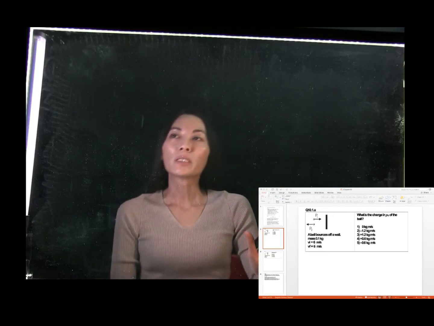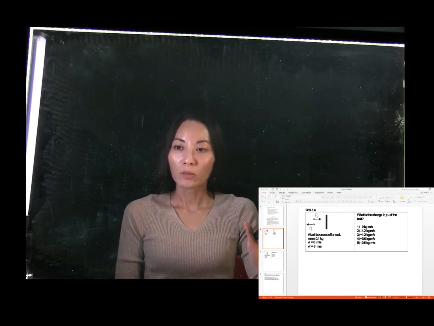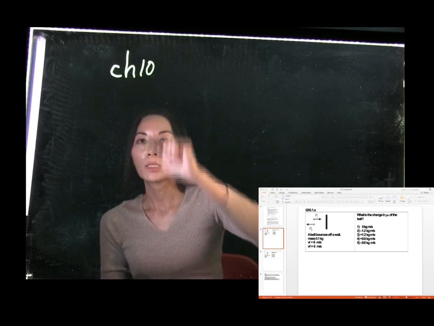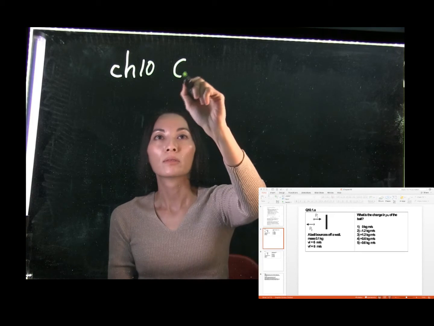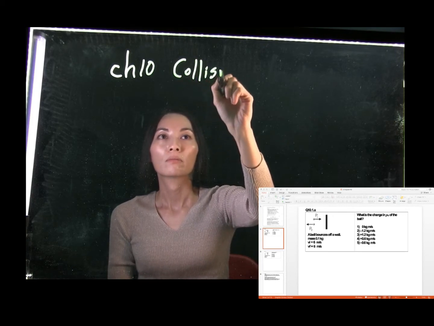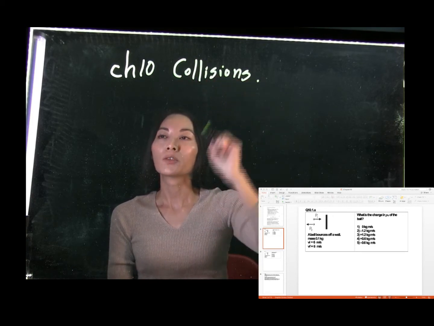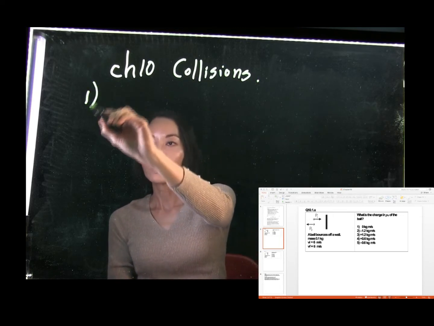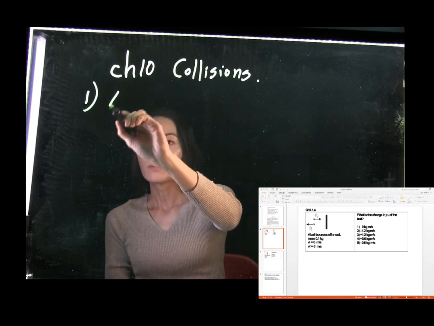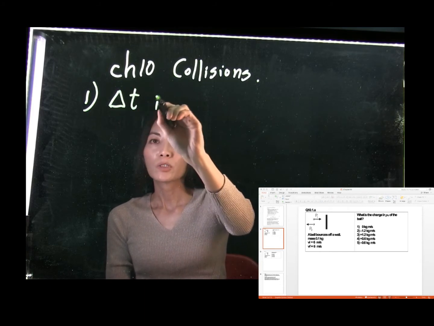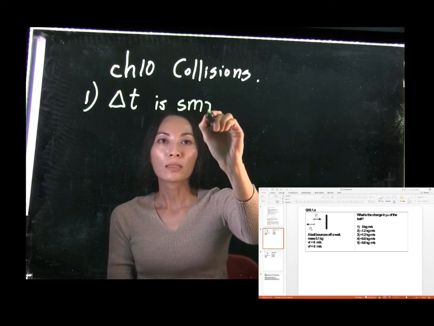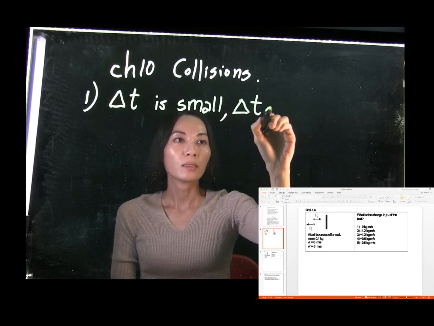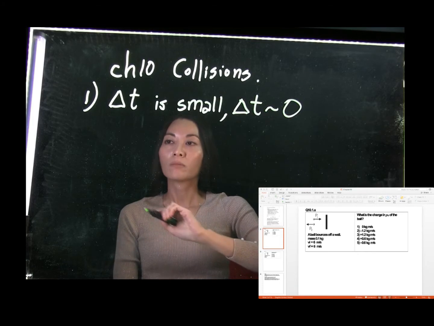So let's begin by talking about collisions, which is chapter 10. In chapter 10, we have collisions. So let's consider the conditions for collisions, which is that in collisions, the time duration is very small. This is a very fast process. So therefore, we can say that delta t is approximately 0.